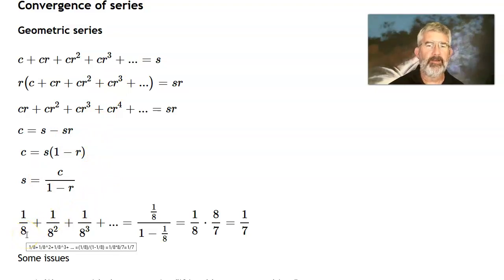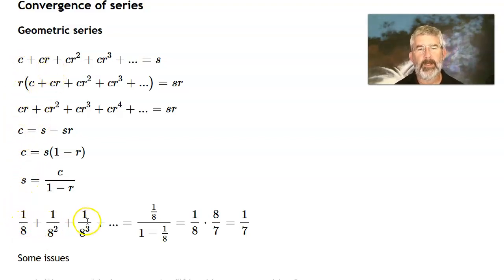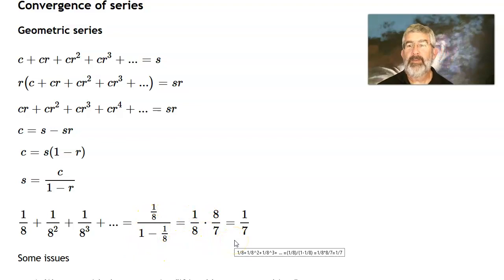And so the thing is, 1/8. So 1/8 is being used as c and it's being used as r here because it's starting at 1/8 and I'm multiplying by 1/8 each time. So the c is 1/8 and the r is 1/8, and it ends up being 1/7. Everybody got the same amount of ice cream, and we were 7 people.